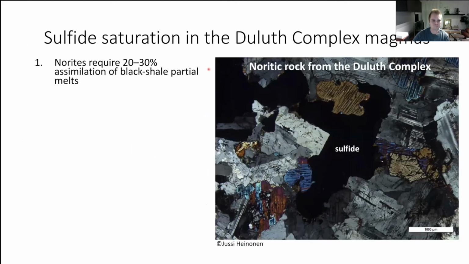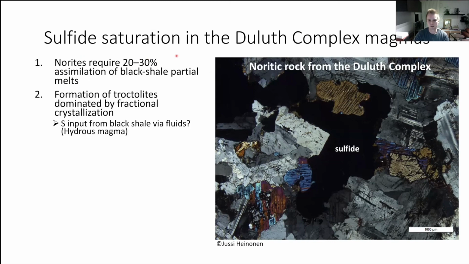So to conclude this up, norites in the Duluth complex require about 20 to 30% assimilation. So these rocks that you can see here. Troctolite formation is probably dominated by fractional crystallization without assimilation from the wall rock, or not assimilation of silicates from the wall rock. So maybe there could be another way of getting sulfur from the black shale to the magma without changing the silicate composition. And maybe the hydrous magma that is required for the troctolites or for the olivine-rich cumulates is a clue that there could be fluids coming from the wall rock to the magma. But we will have to see that in more detail.